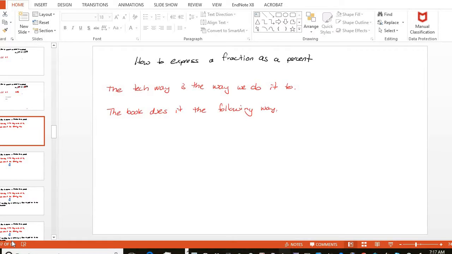Okay, so I'm going to show you how to express a fraction as a percent the way the Singapore Math book does it. But I'm also going to show you the tech way to do it, and then we're going to talk about the limitations behind how the book, or the Singapore curriculum, is doing it. So one of the problems that was in the book was 17 over 20.